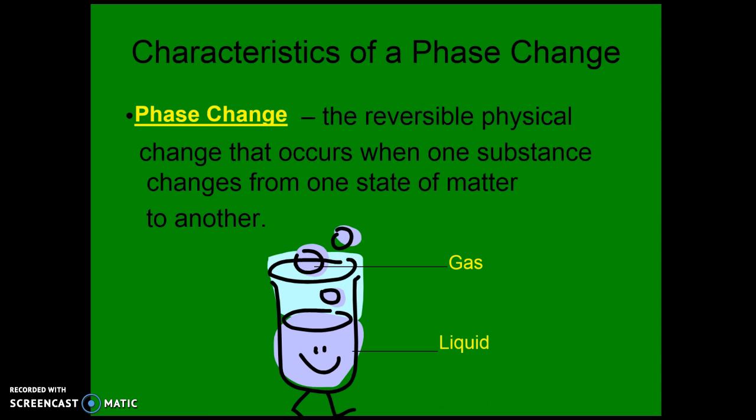One of the most common examples you can think of when it comes to a phase change is an ice cube melting. We know that an ice cube is in solid form. When it melts, it turns into a liquid and it becomes that water. And that's one example of a phase change that you're already familiar with.